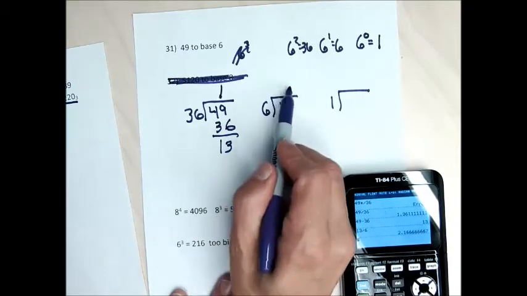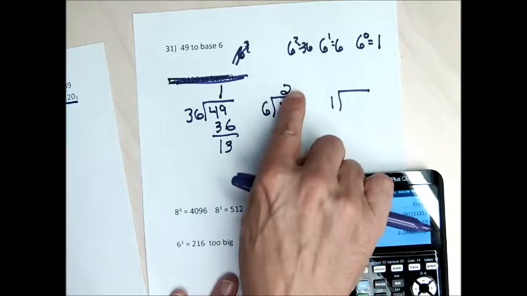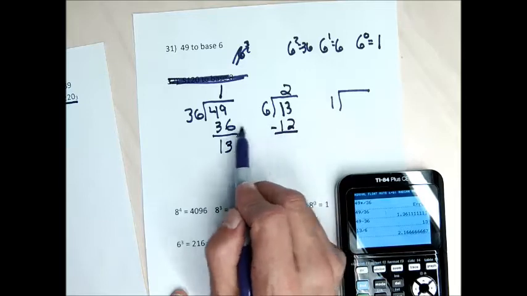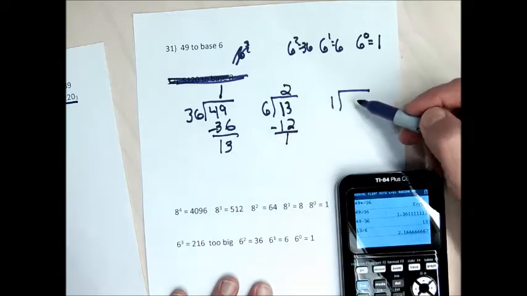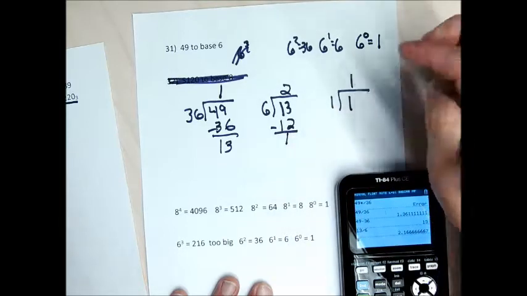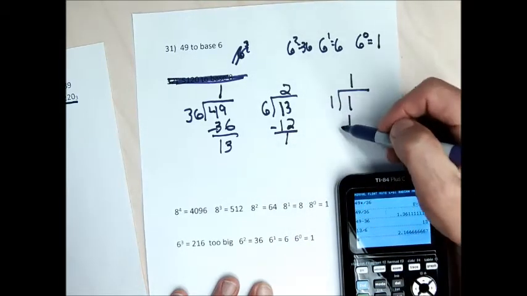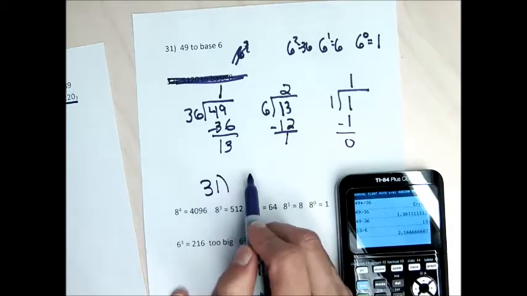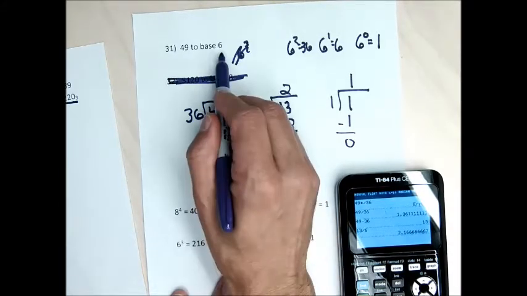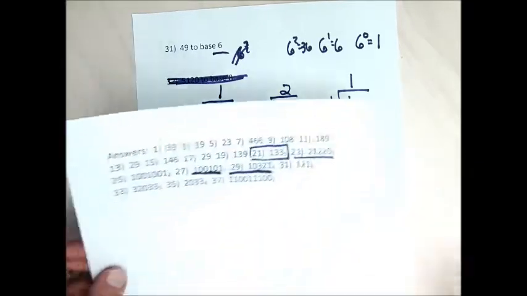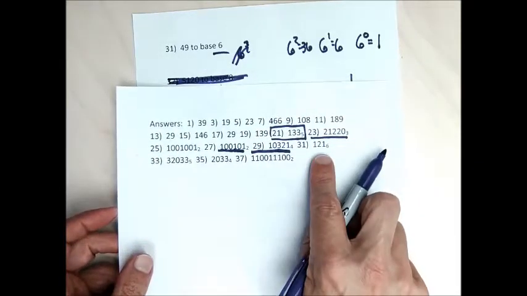I get 2 point something. I put a 2 on top of my division bar. Now I go 2 times 6 is 12. 13 minus 12 is 1. Carry my 1 over. 1 divided by 1 is 1. 1 times 1 is 1. 1 minus 1 is 0. For 31, my answer should be 121, and I'm changing to base 6, so base 6. Let me double check. Got the right answer. Feel good about it.